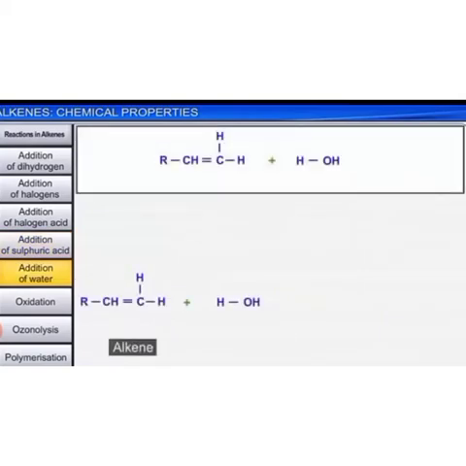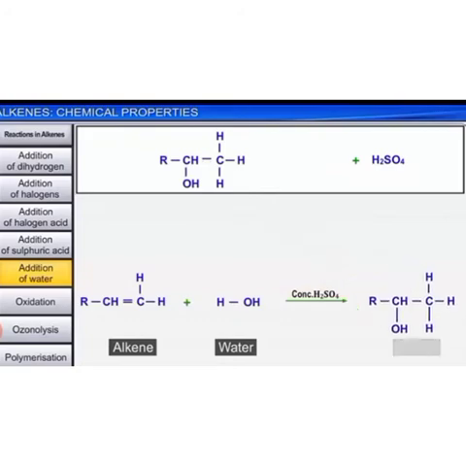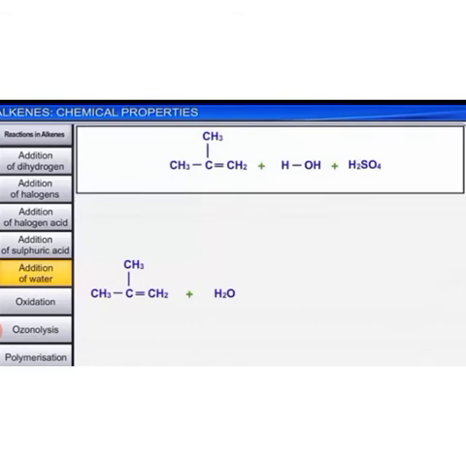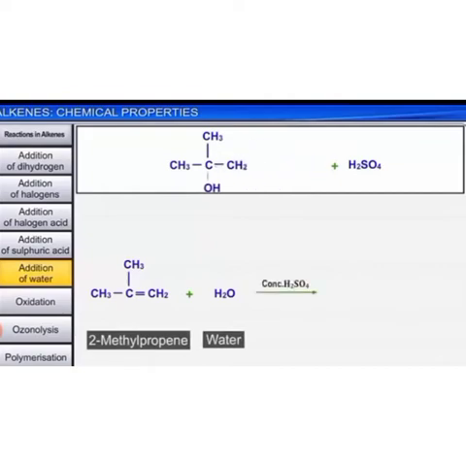Alkenes react with water in accordance with Markovnikov's rule. In the presence of concentrated acids, like sulfuric acid, a water molecule adds to an alkene molecule across the double bond to form alcohol. For example, 2-methylpropene reacts with water in presence of concentrated sulfuric acid to form 2-methylpropan-2-ol.